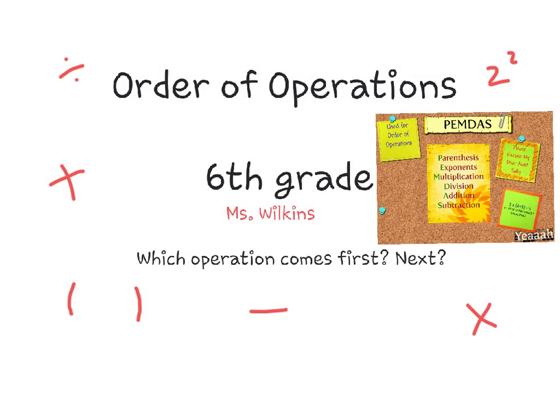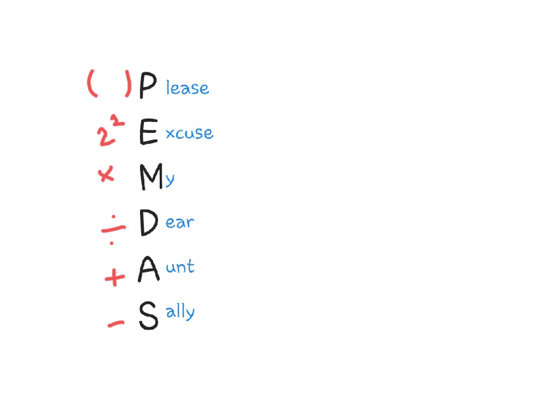Today we're going to talk about the order of operations. By the end of the video, you should have a better understanding of what order to perform each operation in. The different operations are parentheses, exponents, multiplication, division, addition, and subtraction.